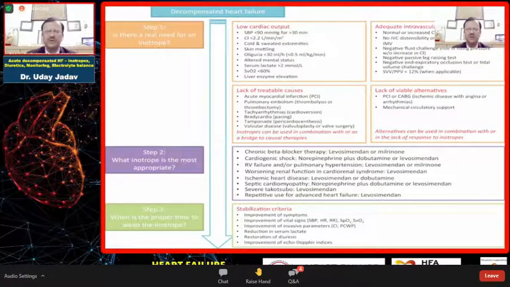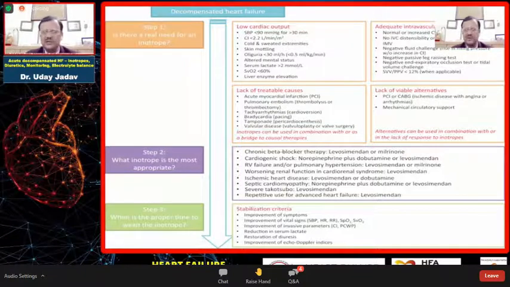What inotrope is the most appropriate? Let us remember, if the patient has been on chronic beta blocker therapy, you should prefer levosimendan or milrinone. If he's in cardiogenic shock, levosimendan or dobutamine plus norepinephrine. RV failure, levosimendan. Cardiorenal syndrome, very important. That's the bulk of our patients. In fact, I feel levosimendan. Ischemic heart disease, levosimendan or dobutamine. Septic cardiomyopathy, norepinephrine plus dobutamine. Takotsubo, levosimendan. So this is a very nice chart of how you manage this patient.